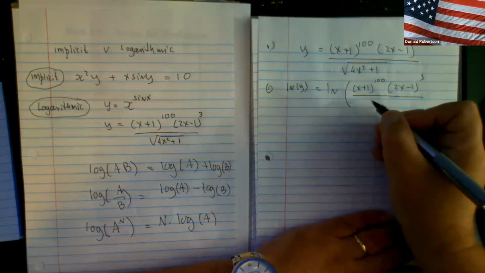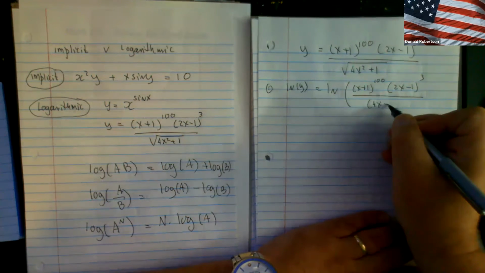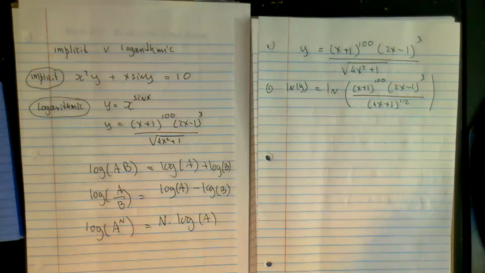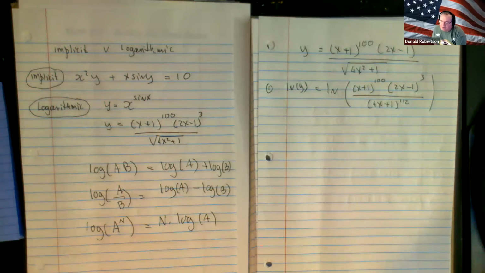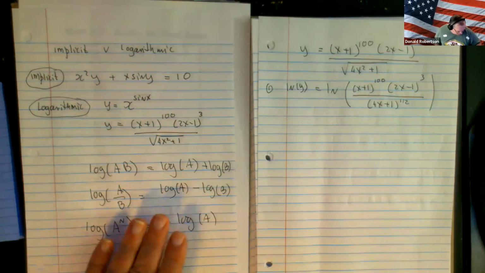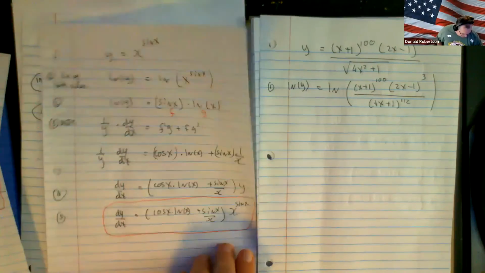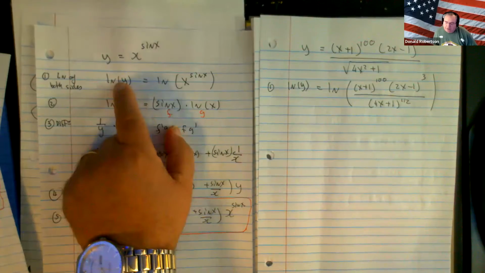And while I'm at it, I'm going to take that square root and call it a half power. Okay, so that was just step one, the normal steps that you do in logs, right? We did it with the last one. Take the log of both sides.